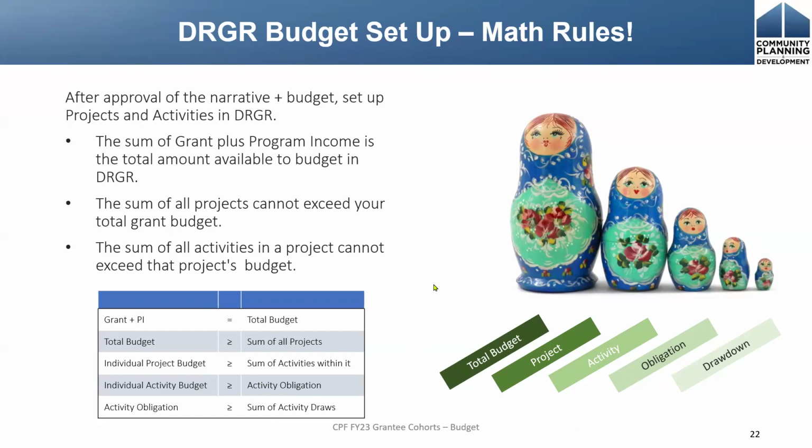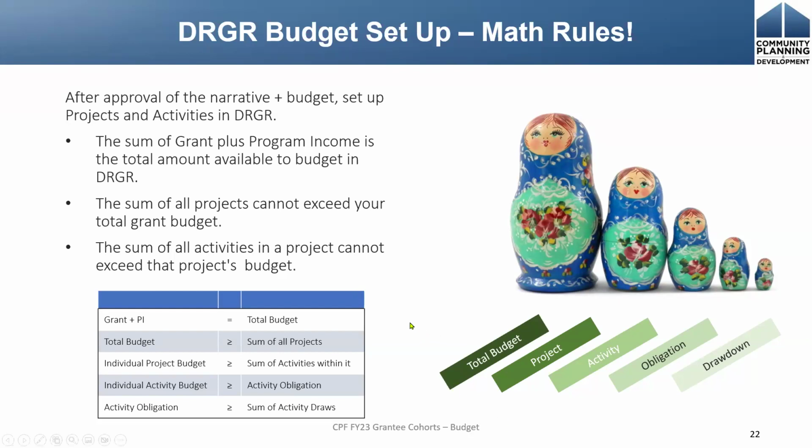And so, as I said, a hierarchy. Your grant level, which is your total budget, you set up your projects. Within your projects live the activities. And if you have multiple activities, the sum of all of those activities cannot exceed the sum of your project budget that they live within.